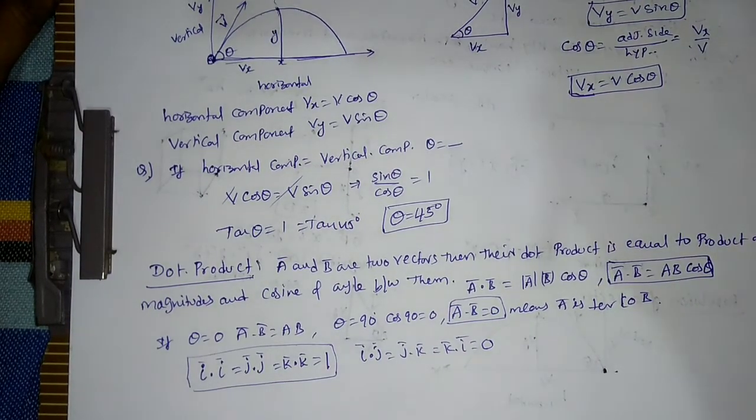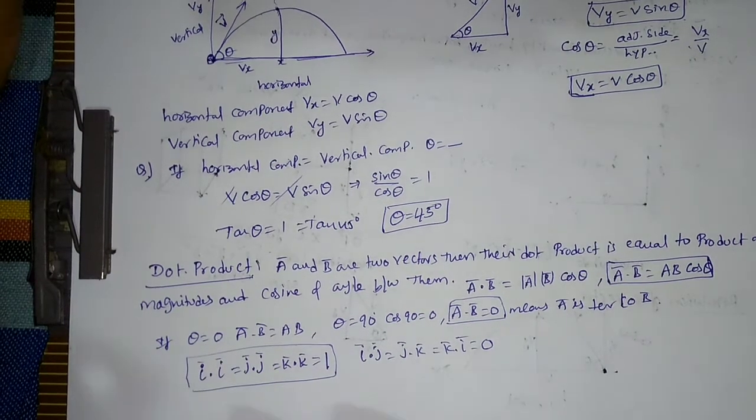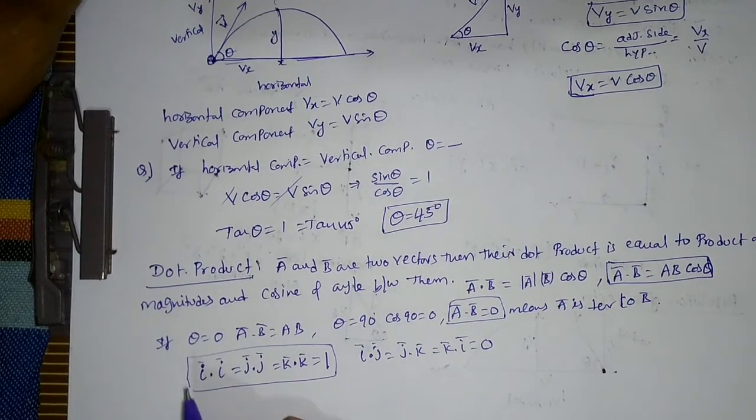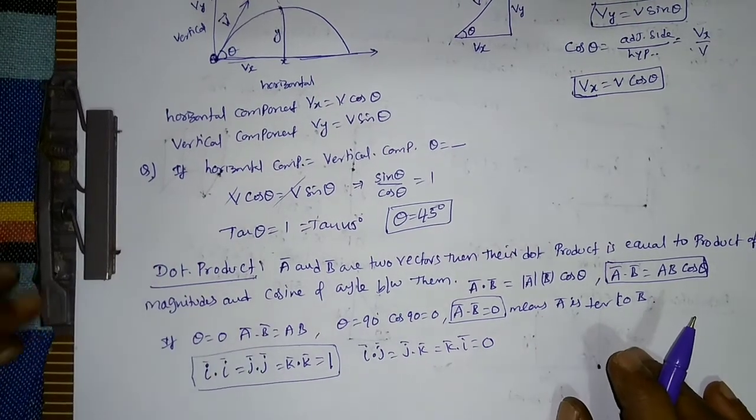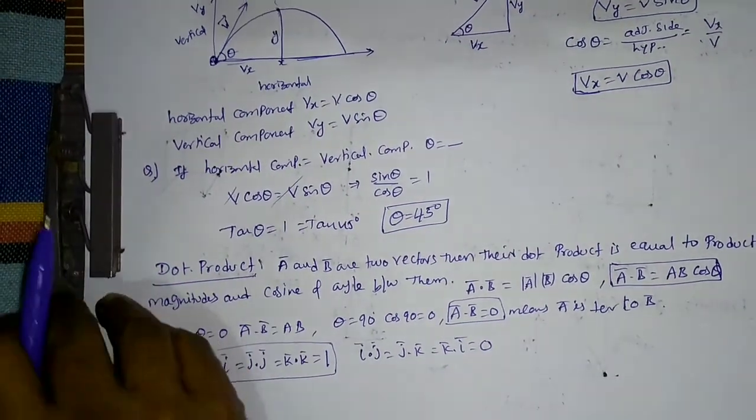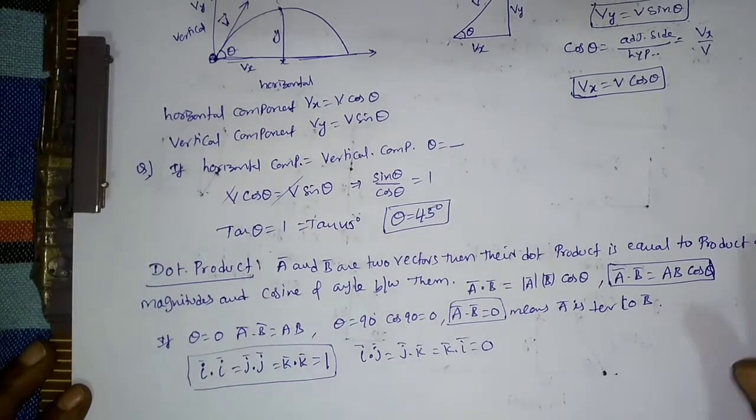That means the easiest example for this dot product is work done. Work done is the best example for the dot product. What is work done? How will you define the work?